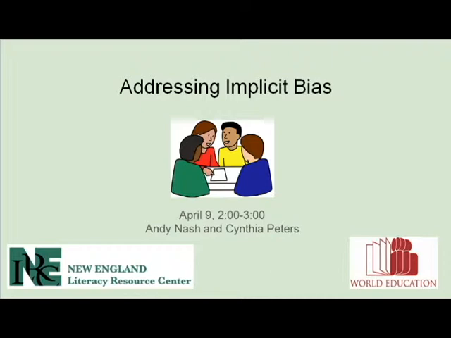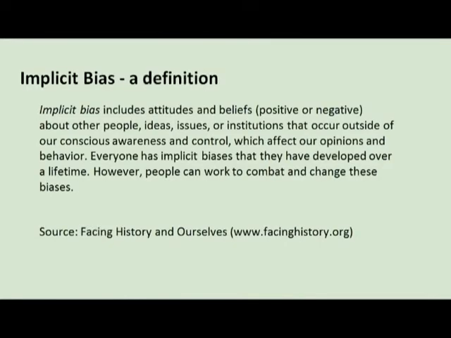Before I get to a definition of it, I want to note that implicit bias is in contrast to explicit bias, the positive or negative beliefs we hold that we are aware of. We know we have them. Implicit bias refers to attitudes and beliefs, positive or negative, about other people, issues, about how the world works, beliefs that occur outside of our conscious awareness and control and which affect our opinions and behavior. Everyone has implicit biases that they've developed over a lifetime. According to the definition we're sharing here, people can work to combat and change these biases.